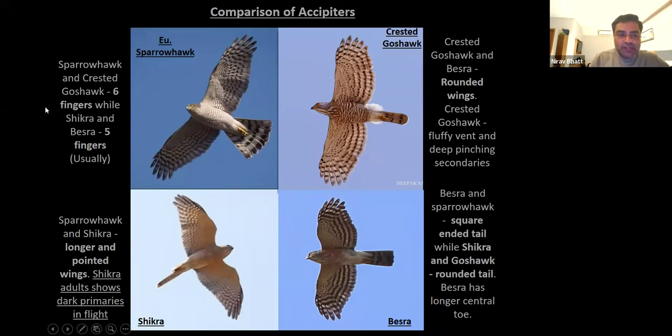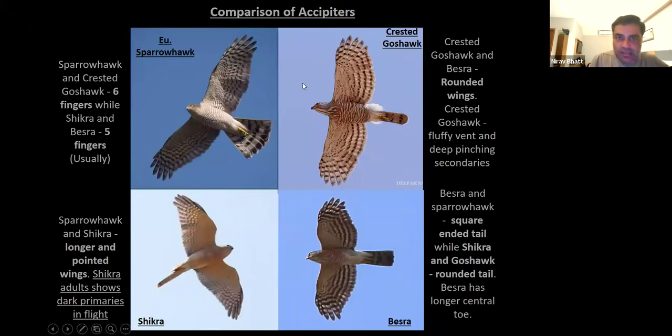Let's analyze this. So we have done it like this. See these two in flight while comparison. Because in flight, these two birds, that is Eurasian Sparrowhawk and a Crested Goshawk, primarily show 6 outer primaries, which we call fingers.